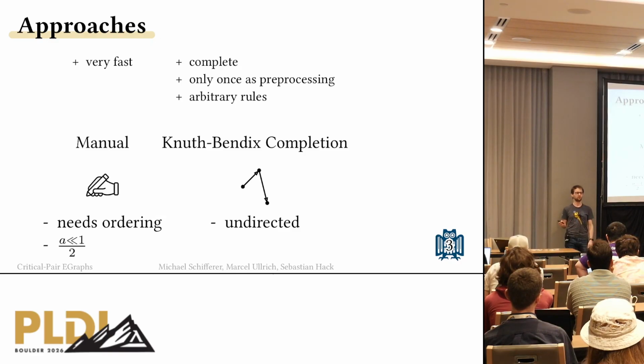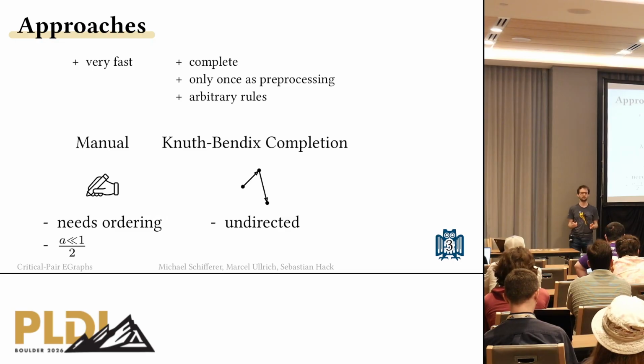And it's undirected, in the sense that for EQFs or manual rewriting, we have a term, we want to optimize it, we apply rules to it. Knuth-Bendix completion works before we have terms. It just works on the rule set, and it combines them in an arbitrary order and produces more rules.